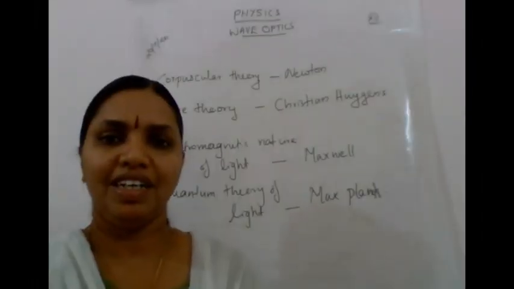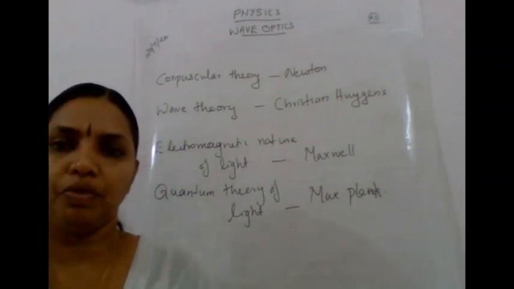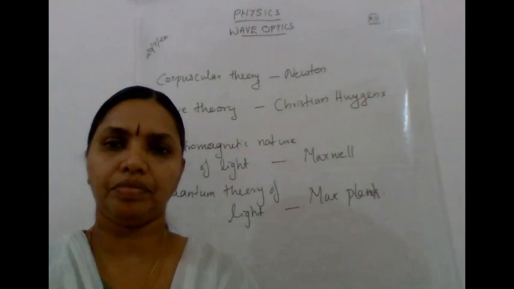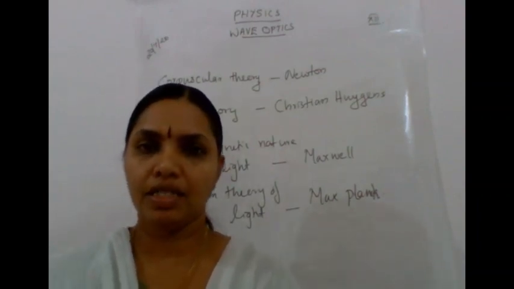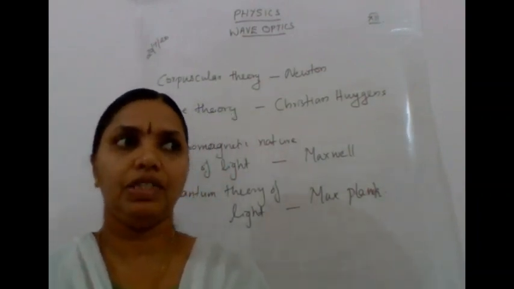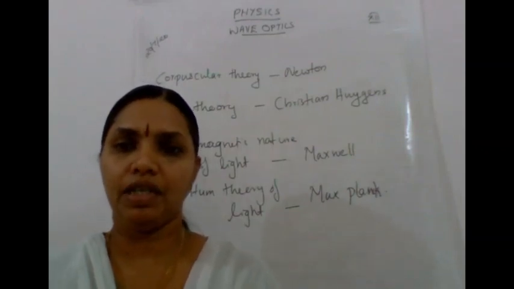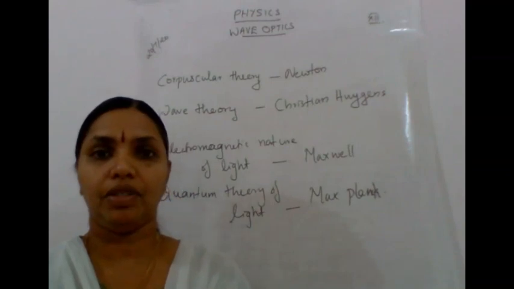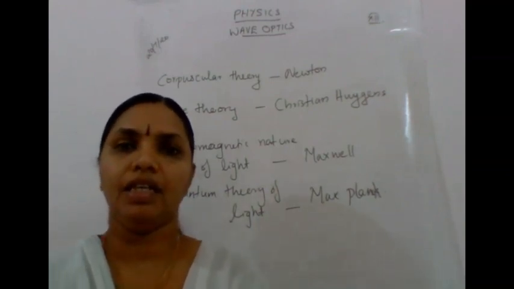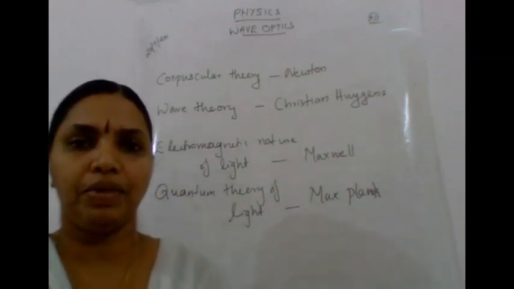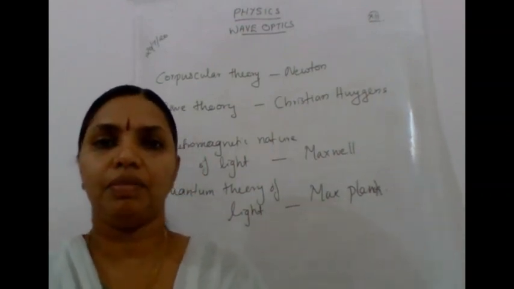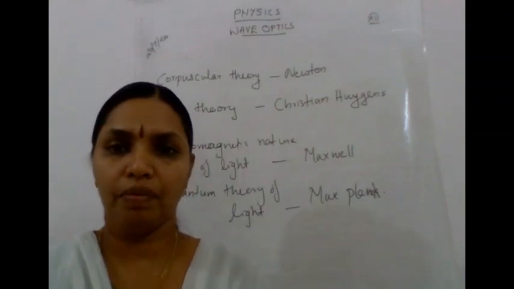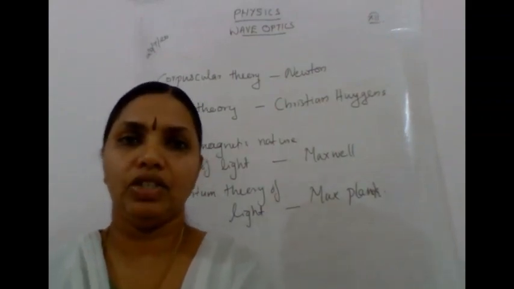Okay, good morning, children. So now we are moving to our next chapter, that is wave optics. In the last class, we discussed ray optics, isn't it? Optics is the branch of physics where we discuss the properties of light, isn't it? That branch is known as optics. And I told you that optics is classified into many parts, and we studied ray optics there. That is the ray nature of light.